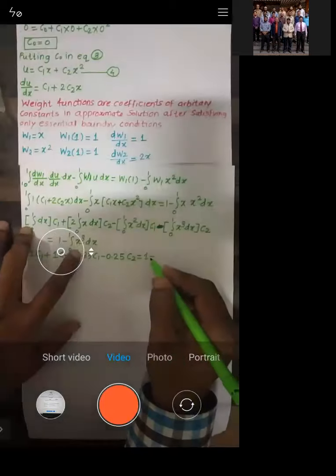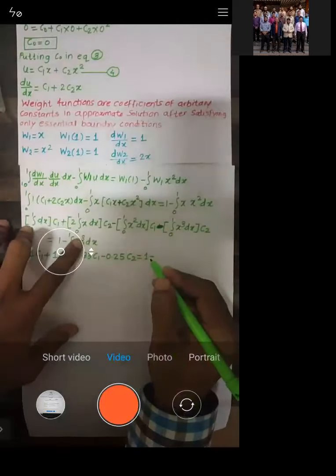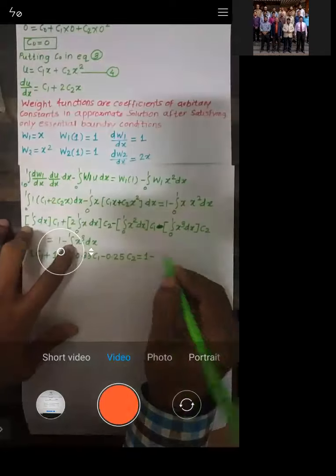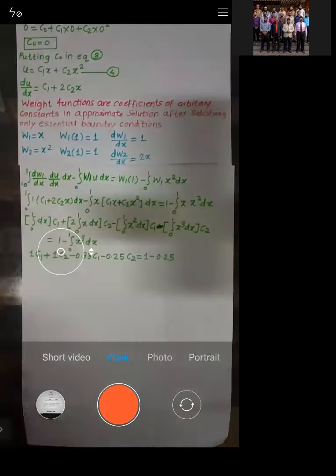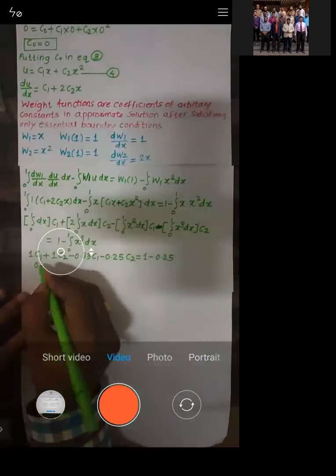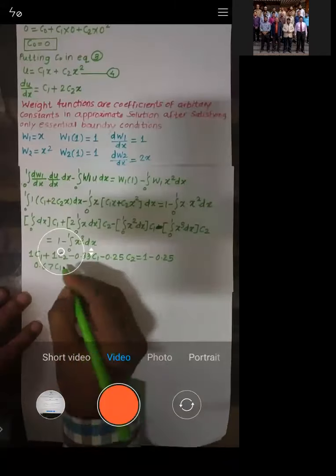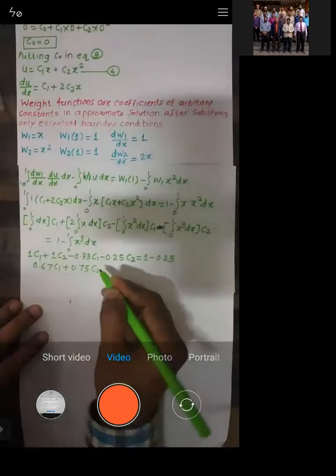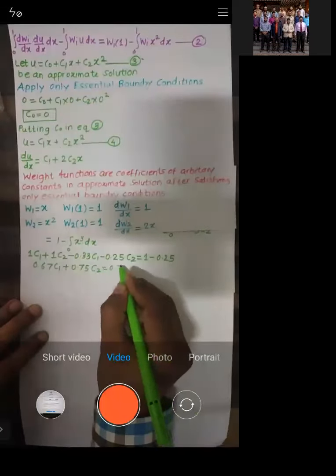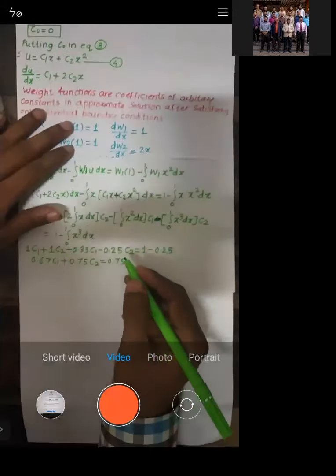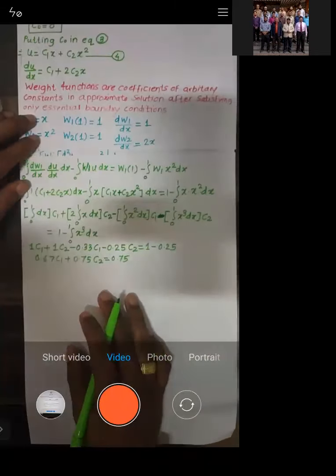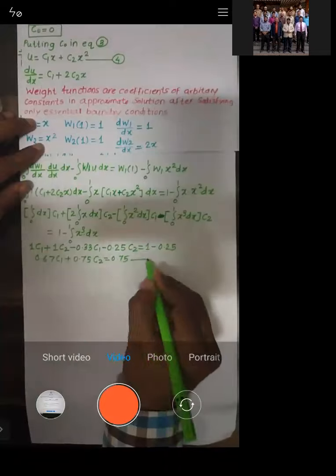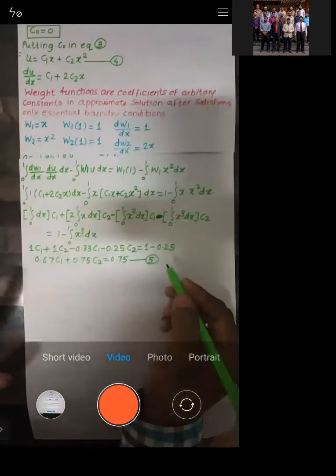again x raised to power 4 by 4, that is 1 by 4, so minus 0.25 you'll get. Is it okay now? Let me know. So you will get 0.67 C1 plus 0.75 C2 is equal to 0.75. This is the equation we have got. Let me write this as one more equation, equation number 5. This is by taking the first weight function.